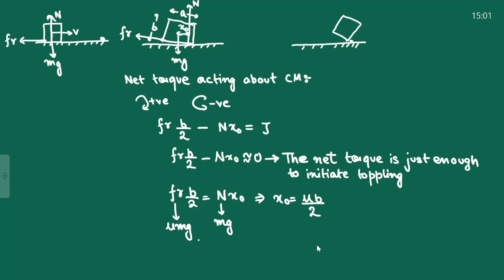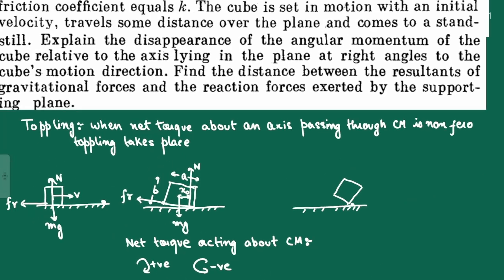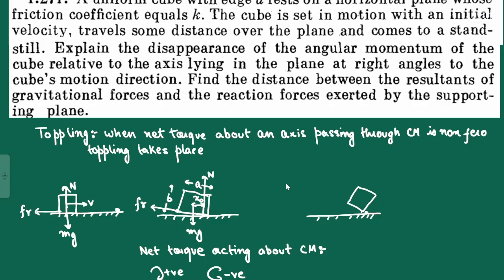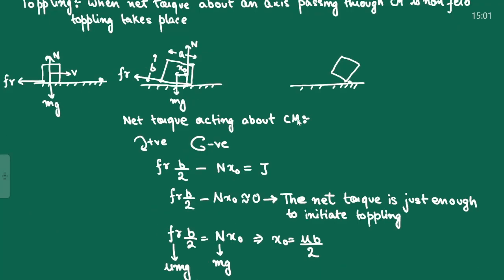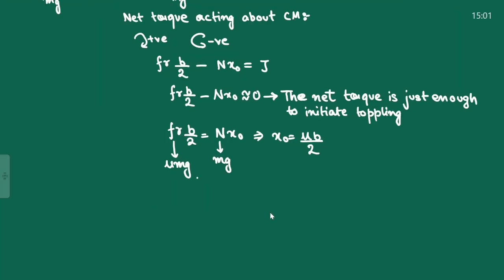Now, what is our actual question? The question says to explain this entire scenario of toppling from the origin. That means we have to explain this entire toppling, but from the axis that is passing through the origin. This is the origin out here. This is the body, and toppling is taking place. N is just shifted by some x naught distance from the center of mass. This is A, and in our question, the value of B is also equal to A because this is a cube.